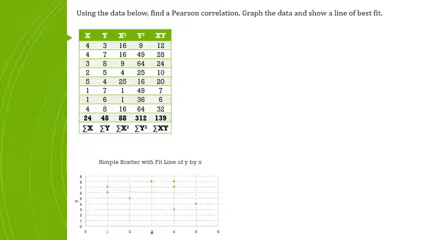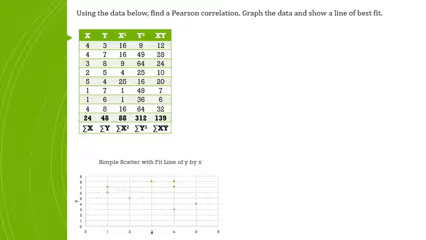All right, now to find a Pearson correlation, you're going to have the summation of the x column, which I got 24, the summation of the y column, which I got 48, and then you're going to have to make an x squared column, a y squared column, and an xy column. For the x squared column, remember you just square all the x values and then add them up to find summation of x squared, and I got 88. For the y squared column, you're going to square all the numbers in the y column, then add them up. I got summation of y squared equal 312.